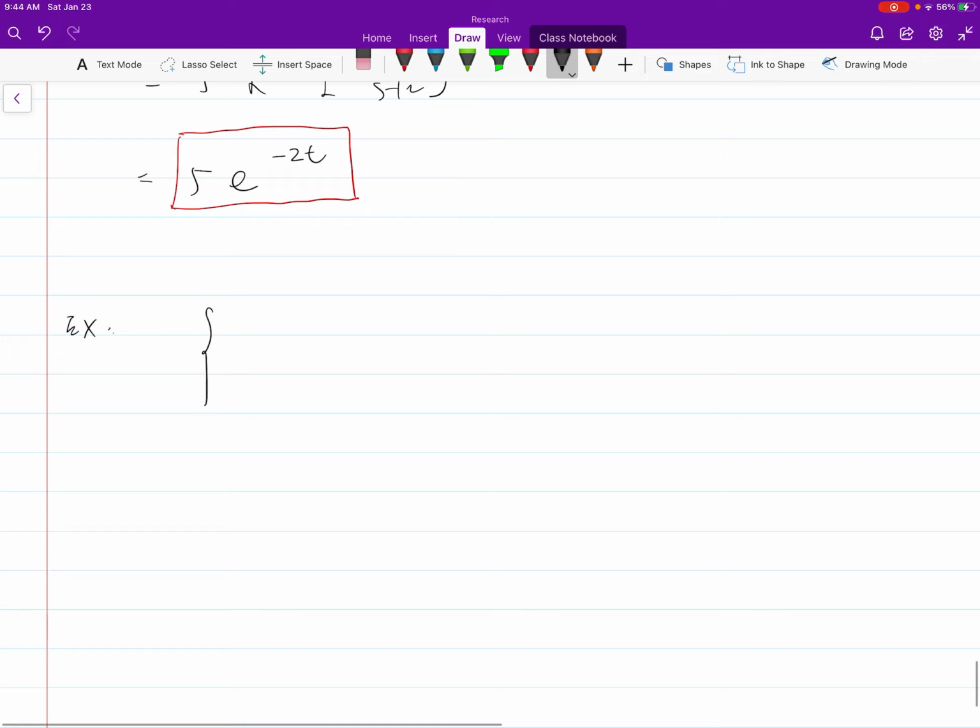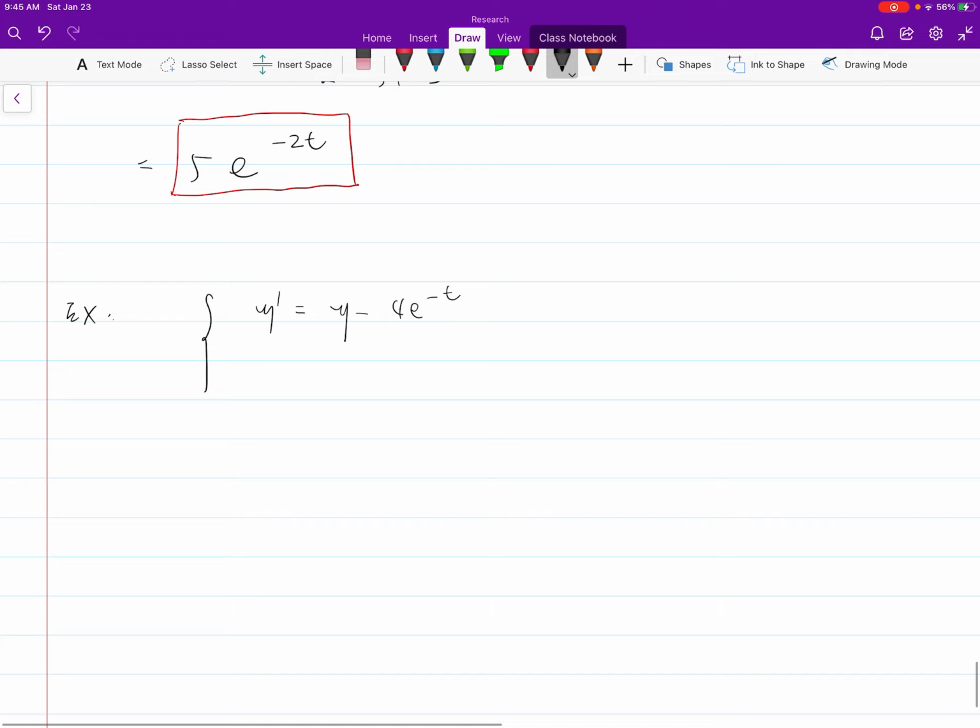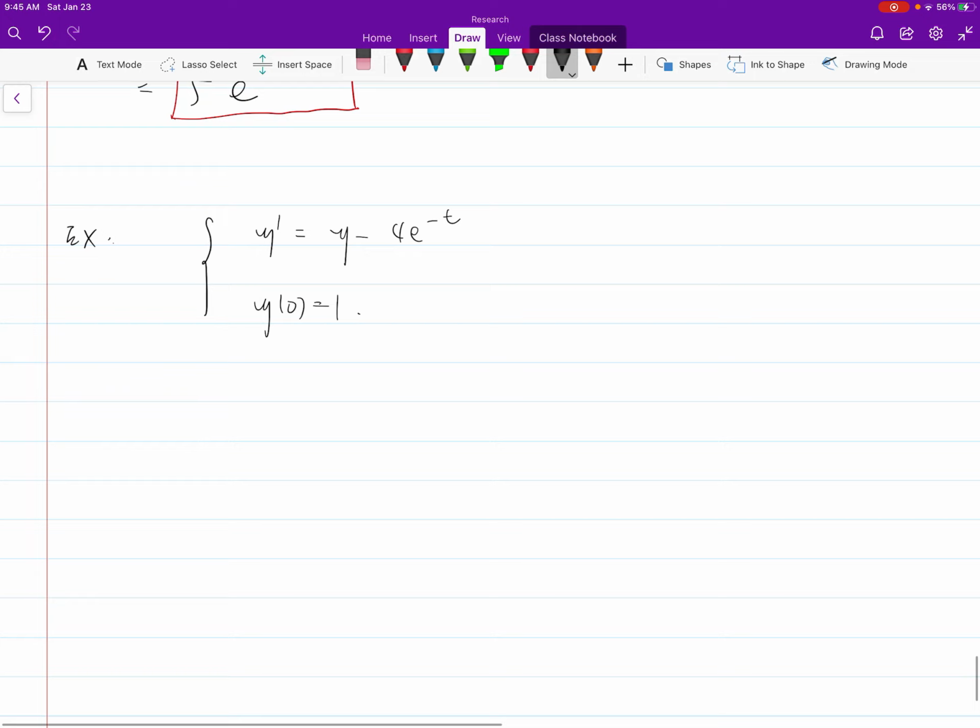Second example. Let's try something harder. How do you do this? Probably you need to use an integrating factor, because if you look carefully, this is going to be linear. You do y prime minus y equals 4 e to the negative t. You take e to the negative 1t integration dt, which gives you this as your integrating factor. So it's doable. It's going to be a lot of work. But now, forget about it. Laplace transform.